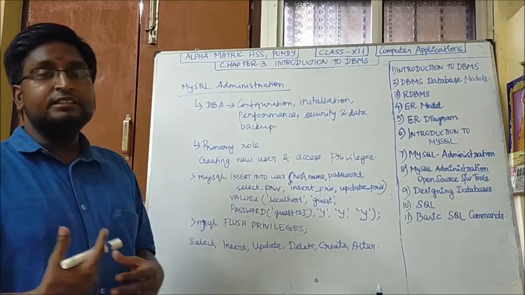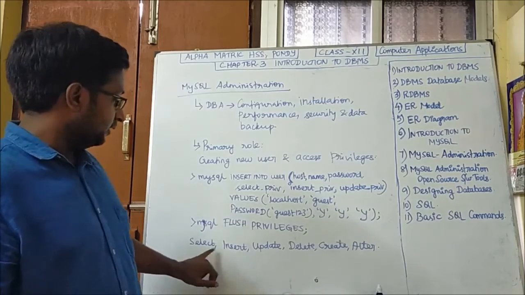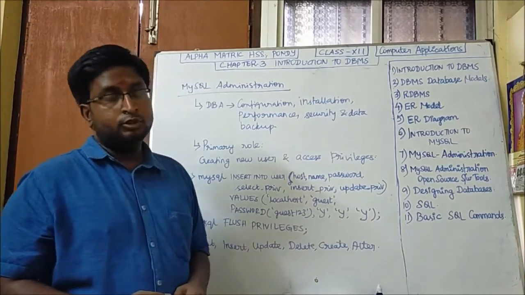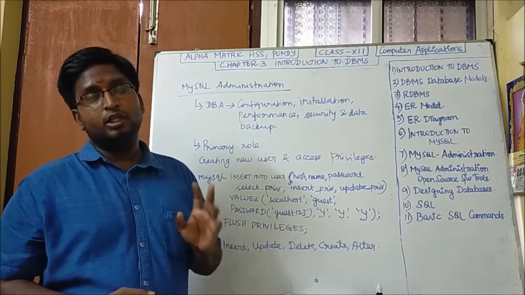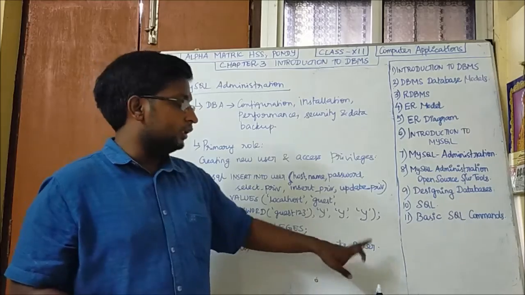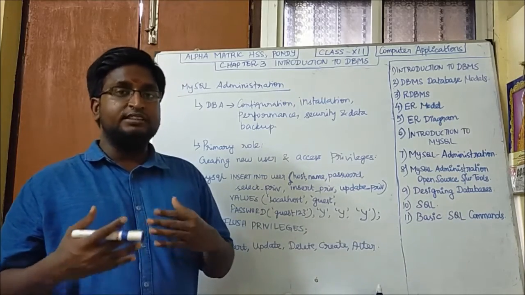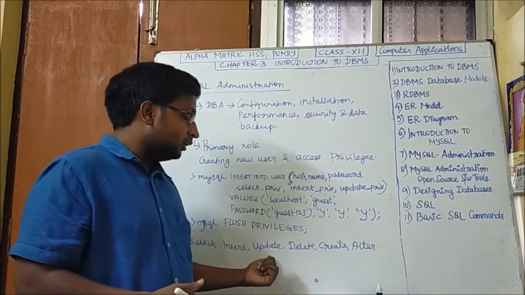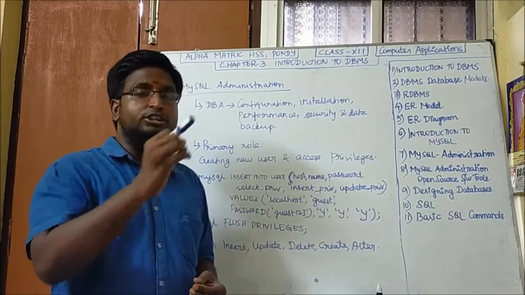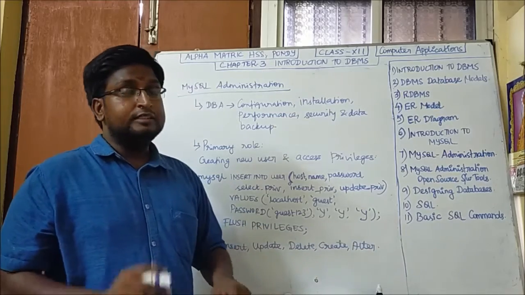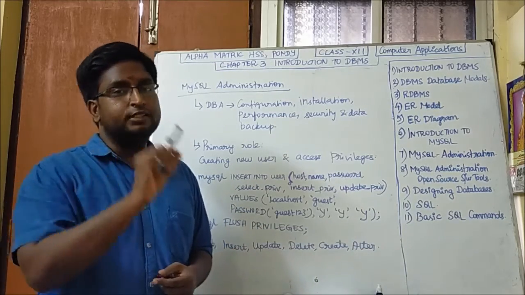What are the privileges available? Select, insert, update, delete, create and alter. These are the privileges we can give to a particular user. What is the difference between update and alter? You may think both are the same since both change things, but it is not like that. Update changes the values in the table, whereas alter changes the structure of the database.